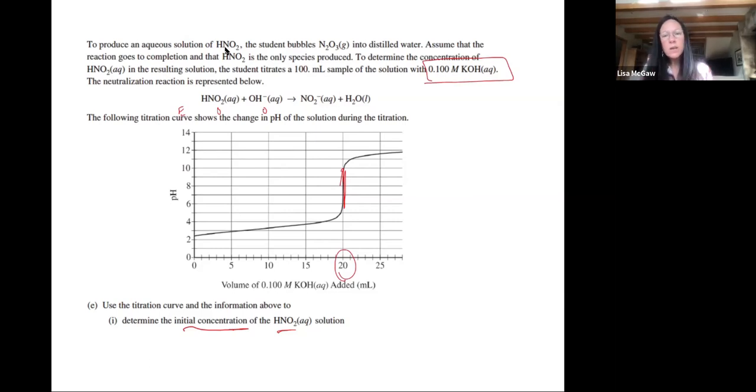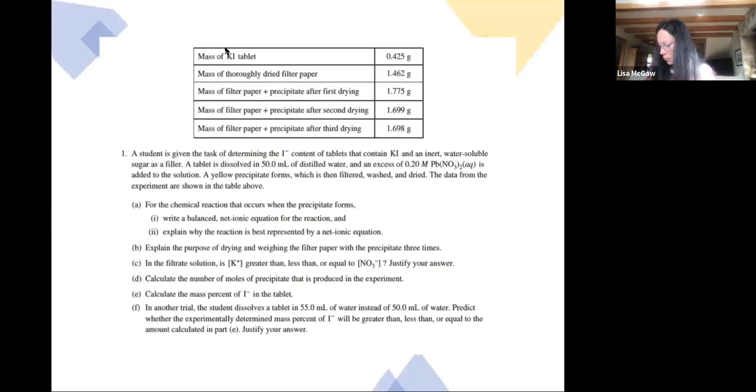And so I just kind of wanted you to see that, but it's exactly the same kind of problem solving that we did with that other oxidation reaction. So I'm going to skip over to this problem for our last problem.